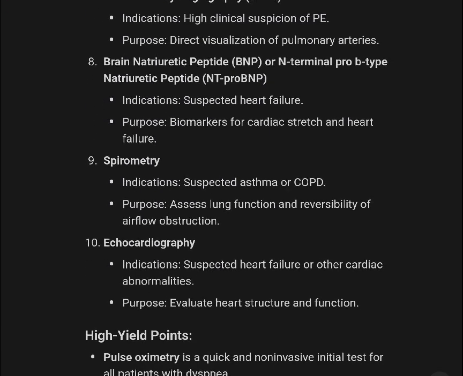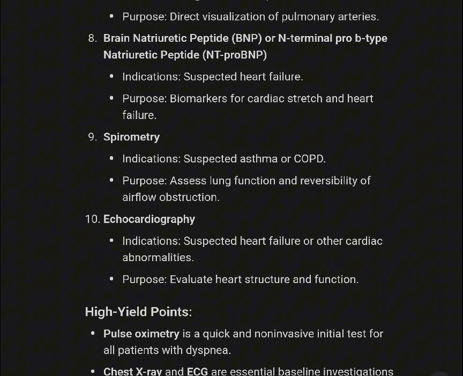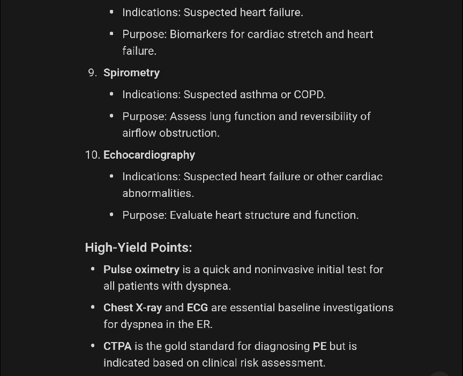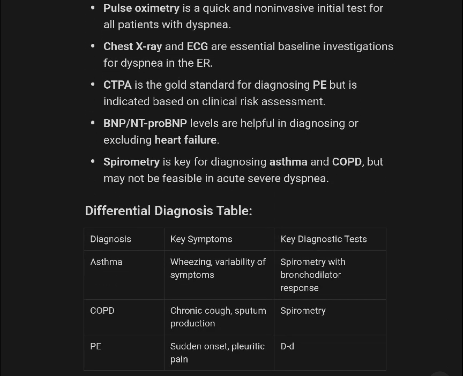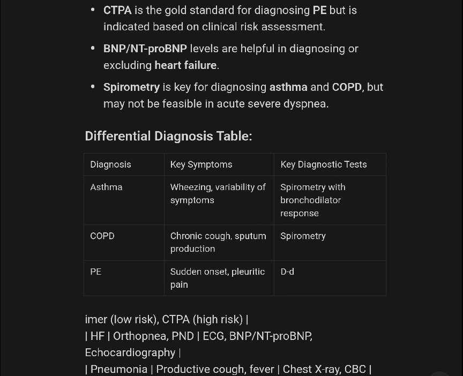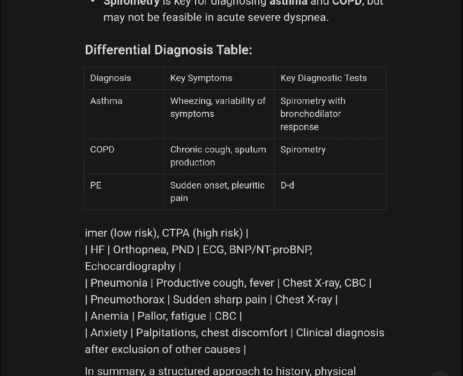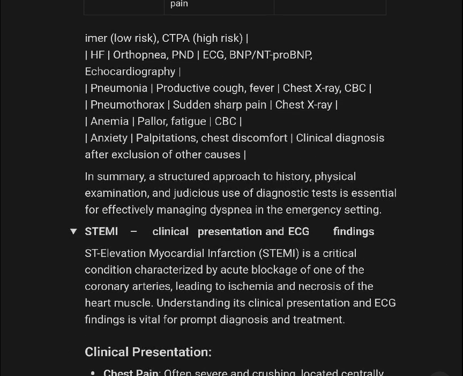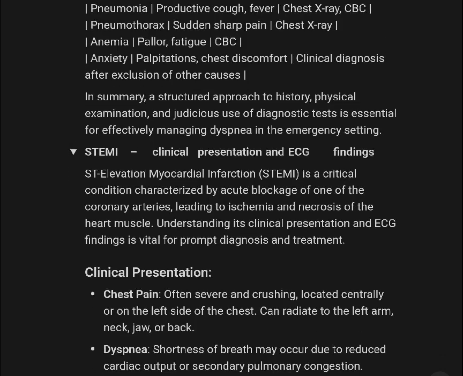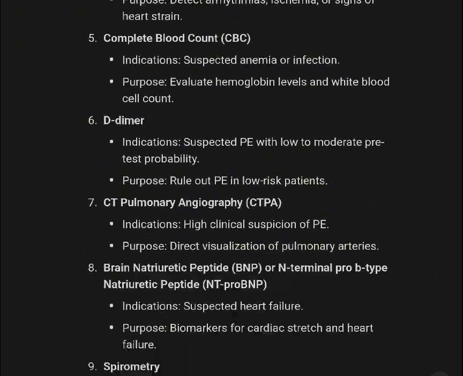High clinical suspicion of PE. Brain natriuretic peptide, or N-terminal pro-B-type natriuretic peptide, spirometry, echocardiography. Key endpoints: pulse oximetry, chest X-ray, ECG, CTPA. Differential diagnosis: asthma, COPD, PE, heart failure, pneumonia, pneumothorax, anemia, anxiety.